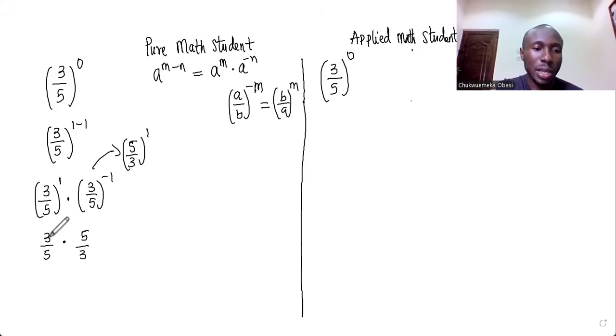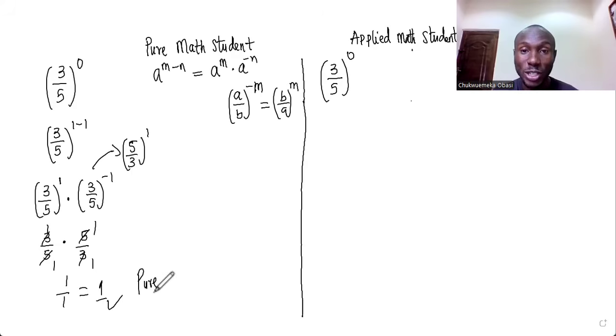Perfect. So from here, 3 cancels out 3, we have 1, and 5 cancels out 5, we have 1. 1 times 1 is 1 over 1 times 1 is 1, and everything gives us 1. This is how a pure math student will attempt this question.